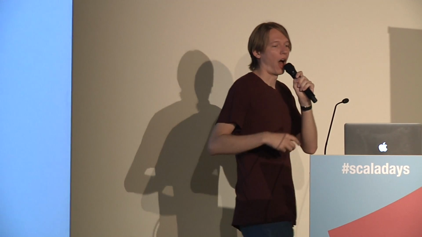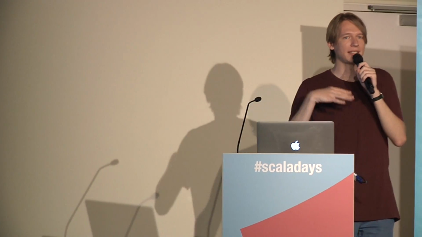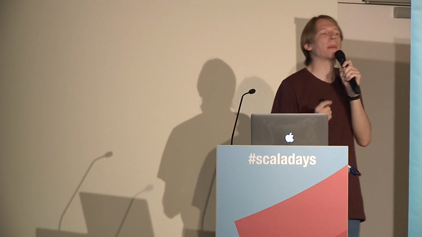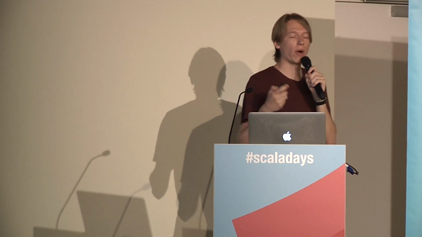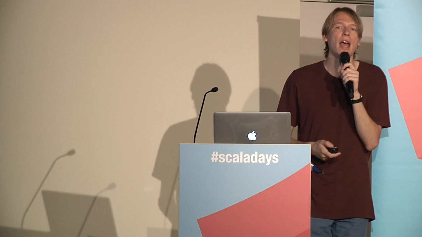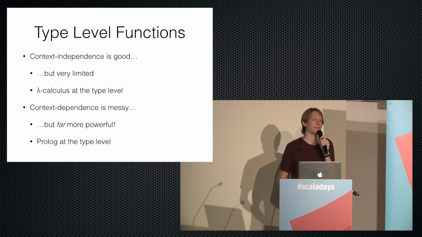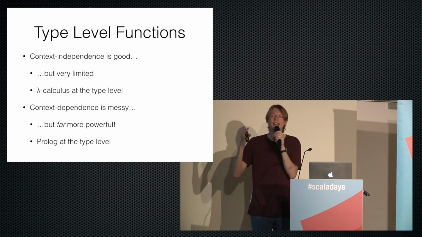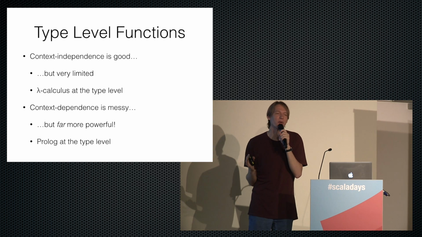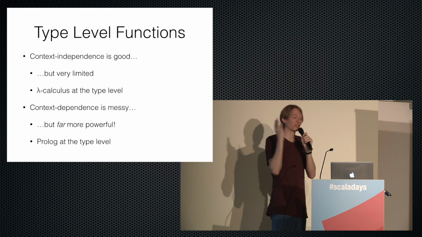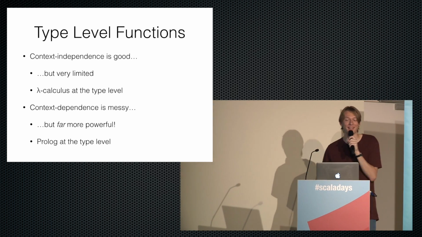Context-dependent functions are really messy. The syntax is a little bit arcane. You're working with this sideways abstraction thing, but they're way, way more powerful. And 99% of the stuff that we do with the type system, we're going to be doing with context-dependent functions, because rather than encoding lambda calculus at the type level, they give us Prolog at the type level. And everyone who knows Prolog knows that it's still not the most pleasant thing to work with, but it's dramatically more pleasant than the lambda calculus.